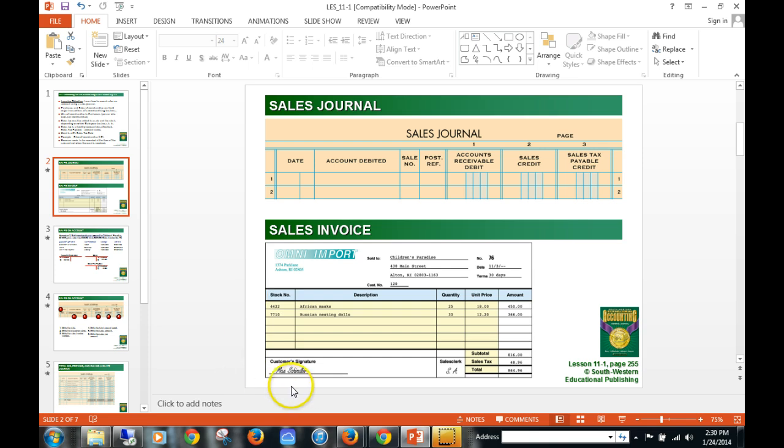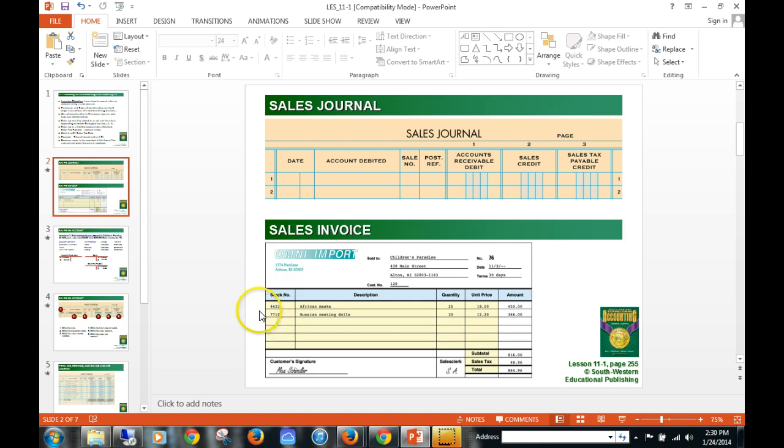Here's what a sales invoice looks like. So when you see Omni Import, when someone buys merchandise from us on account, we're going to fill this form out. We're going to put who we sold it to. We're going to get their customer information. We probably have a customer number for them in our database so that we know, oh, customer 120 is the Children's Paradise. Invoice number 76, the date, the terms. Again, terms is how long they have to pay us back. Well, they have 30 days in order to pay us back.